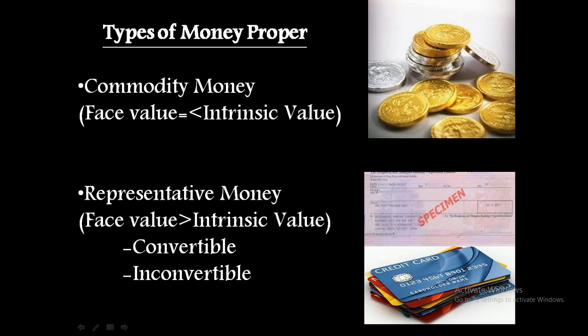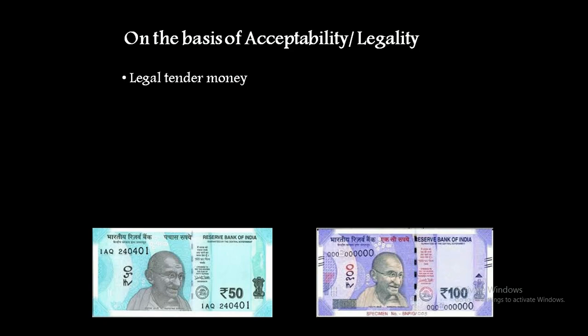Moving on to another classification, that is on the basis of acceptability or legality, money can be divided into legal tender money and optional money. Indian rupee is the de facto legal tender currency in India. The Indian rupee is also legal tender in Nepal and Bhutan, but not the higher denomination currency. The RBI has only allowed the circulation of Indian currency notes of rupees 100 and less in Nepal and Bhutan.